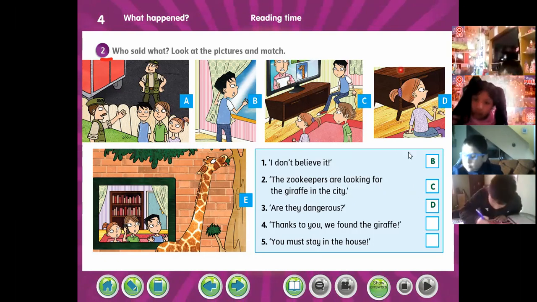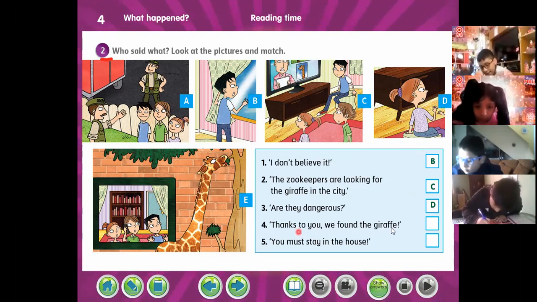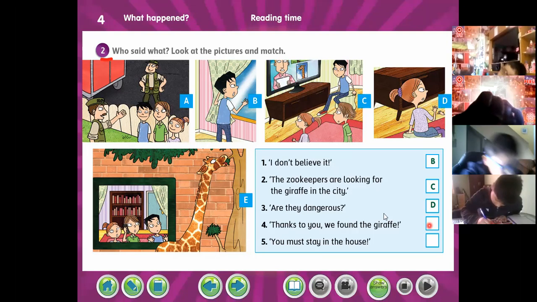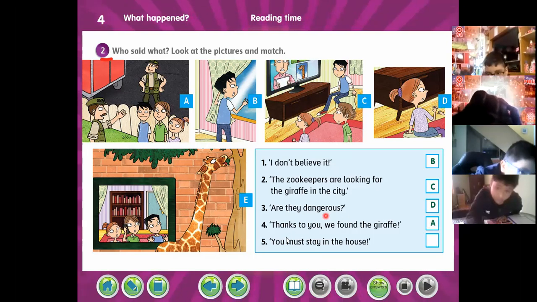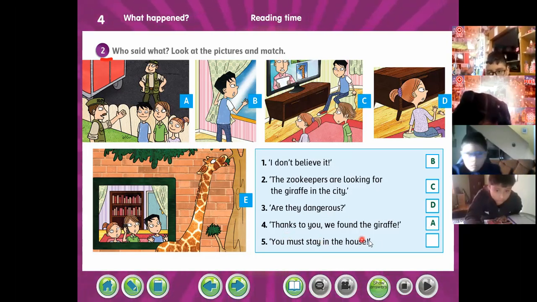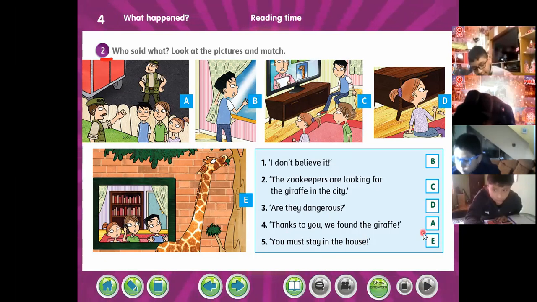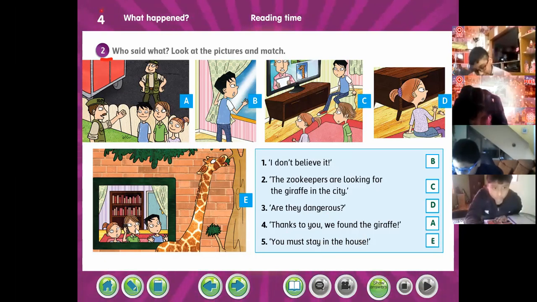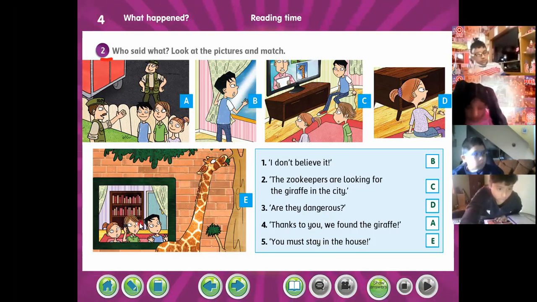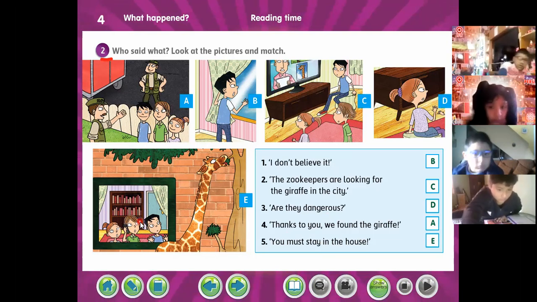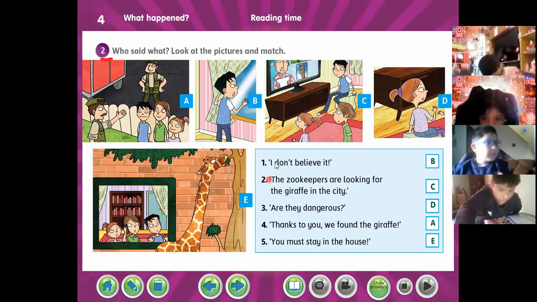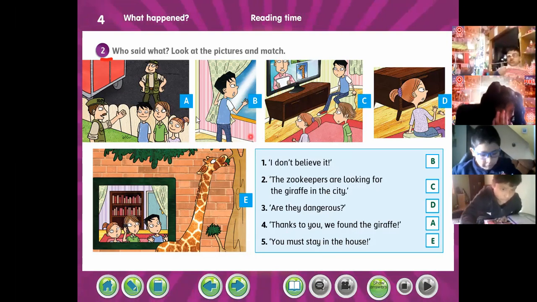The next: we found the giraffe. A. We must stay in the house. E. When Tyler called the zoo, the zookeeper says, you must stay in the house. Don't try to catch the giraffe. They say that. Good, my friends, listen.